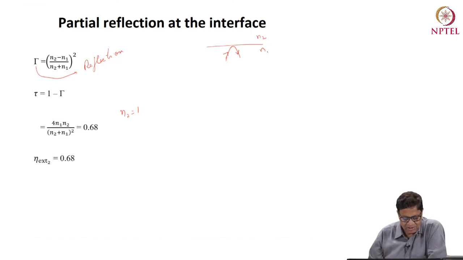So n external 1, which we saw earlier, was 0.02, or 2%, and n external 2 is 0.68. The total power emitted will be the multiplication of these two efficiencies into the power generated inside the device. If I do this, it comes out to be 0.01, or 1%. So only 1% of the light which is generated inside the device is able to come out.